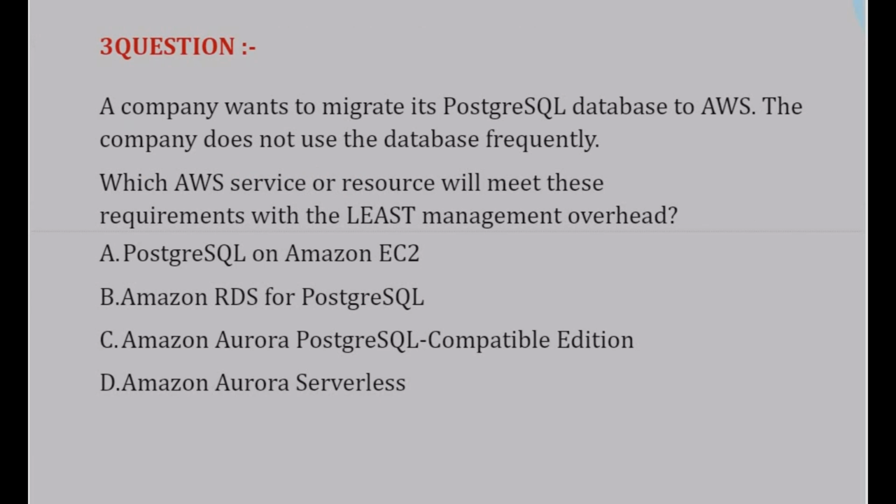Question is a company wants to migrate its PostgreSQL database to AWS. The company does not use the database frequently. Which AWS service or resource will meet these requirements with the least management overhead? Option A, PostgreSQL on Amazon EC2. Option B, Amazon RDS for PostgreSQL. Option C, Amazon Aurora PostgreSQL Compatible Edition. Option D, Amazon Aurora Serverless. Correct answer is option D.